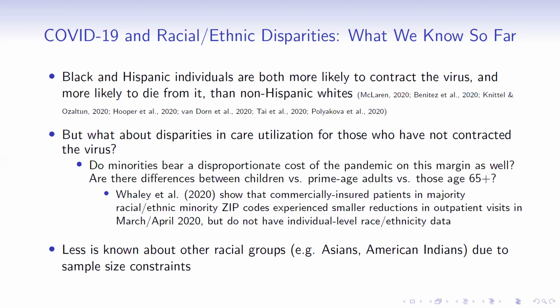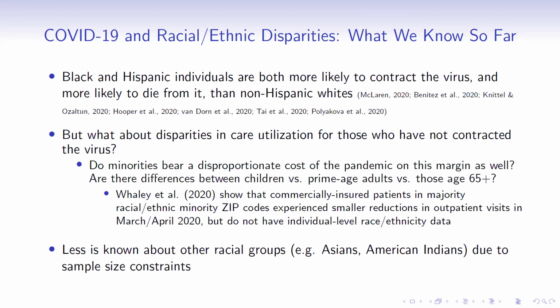So for instance, are there differences between patients of different ages, like children versus prime age adults versus those who are over 65? One paper by Whaley et al. did a little bit of analysis by race and ethnicity using information on zip codes. Looking at the racial and ethnic composition of patients' zip codes, they found that those in zip codes that have a higher proportion of racial and ethnic minorities actually experienced smaller reductions in outpatient visits in March and April of 2020. But that study did not have access to individual-level race and ethnicity data.